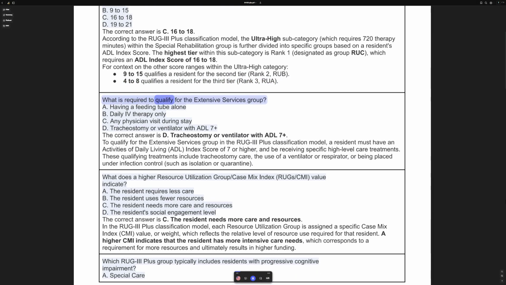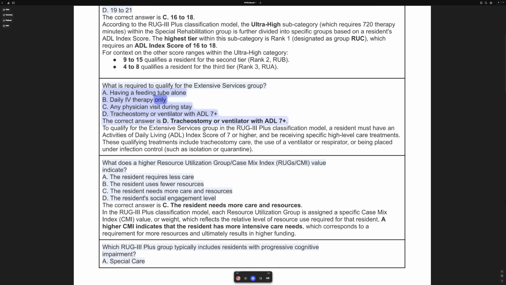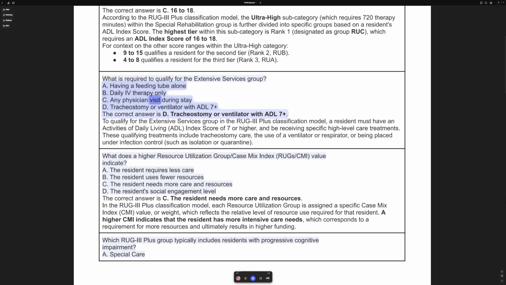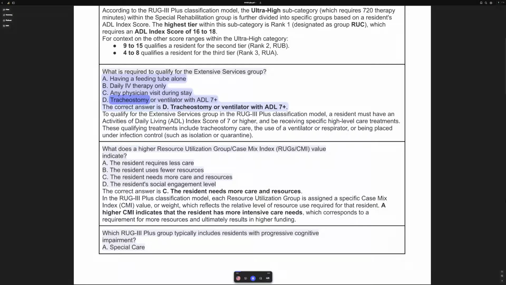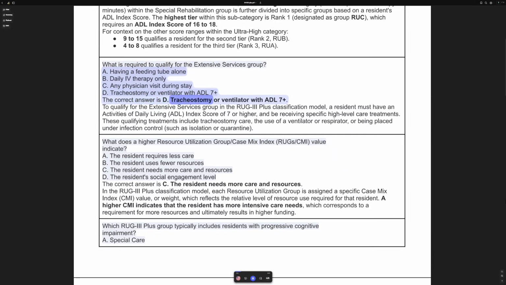What is required to qualify for the extensive services group? A. Having a feeding tube alone. B. Daily therapy only. C. Any physician visit during stay. D. Tracheostomy or ventilator with ADL 7+. The correct answer is D. Tracheostomy or ventilator with ADL 7+.